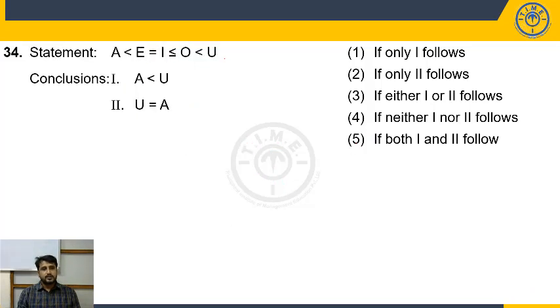We have a single statement, no need to combine. Let's look at A less than U. Less than and equal to leads to less than. A is here, U is here. And less than and less than or equal to leads to less than. A less than U, definitely true. And U equal to A? No, not possible, because already A is less than U. So only 1 follows. Choice 1.